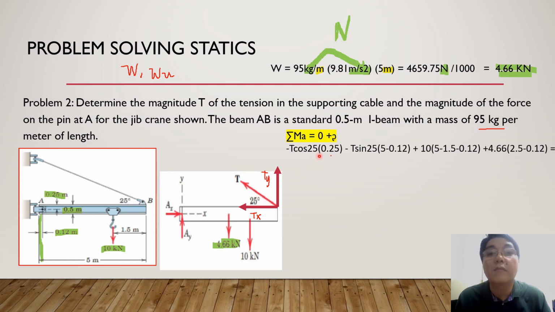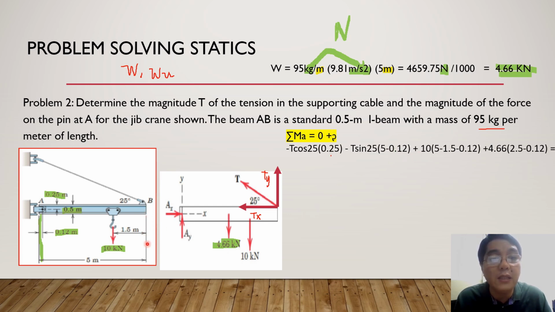Kaya cosine. And bakit 0.25? Kasi yun yung perpendicular distance niya. Ayun. Kalahati ng 0.5, 0.25. Iikot siyang pa ganyan. That is the story behind negative T sub X cosine 25. Ano naman po itong negative T sub Y na yan? Negative T sine 25. Ayun, yun yung T sub Y. T sub Y is T sine 25. Bakit negative? Counterclockwise.